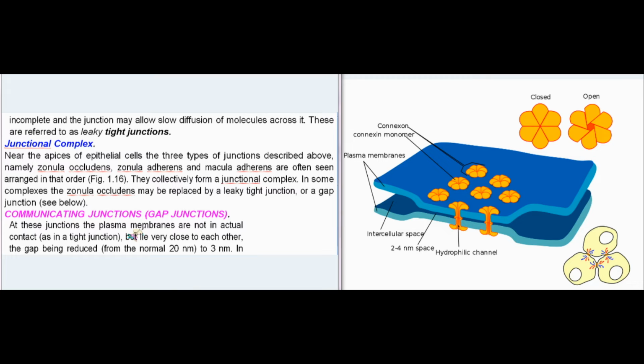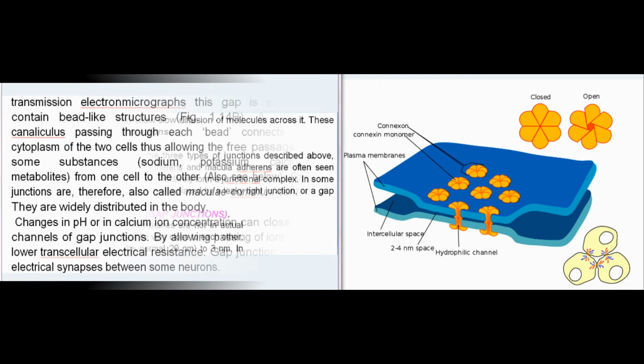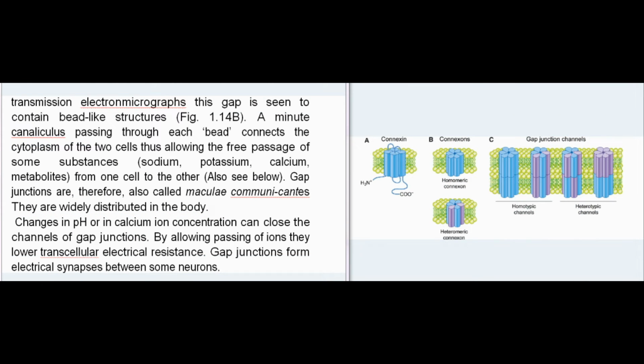Communicating junctions, gap junctions. At these junctions the plasma membranes are not in actual contact, as in a tight junction, but lie very close to each other, the gap being reduced from the normal 20 nanometers to 3 nanometers. In transmission electron micrographs this gap is seen to contain bead-like structures, Fig. 1.14b. A minute canaliculus passing through each bead connects the cytoplasm of the two cells, thus allowing the free passage of some substances, sodium, potassium, calcium, metabolites, from one cell to the other, also see below. Gap junctions are, therefore, also called maculae communicantes.